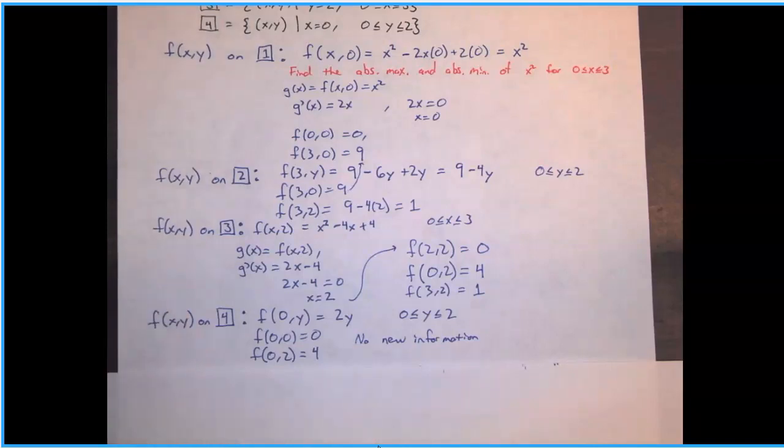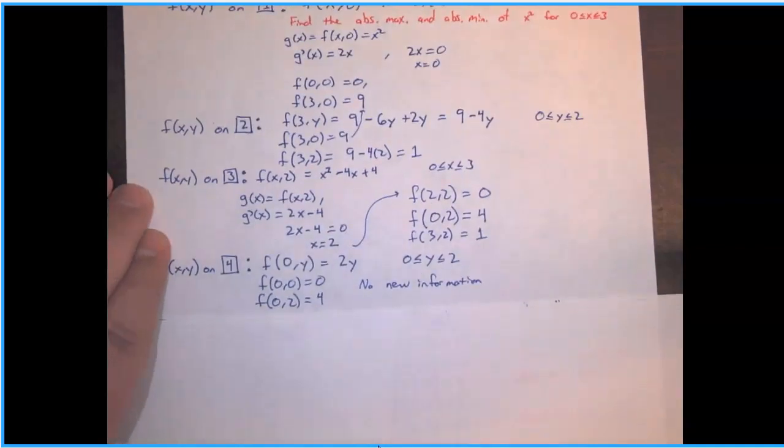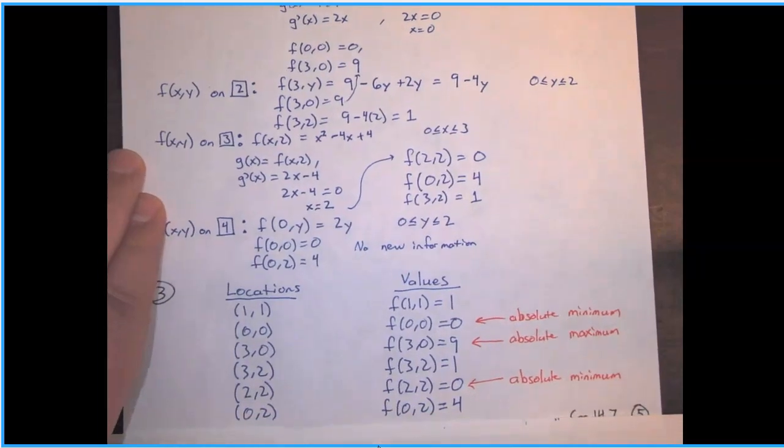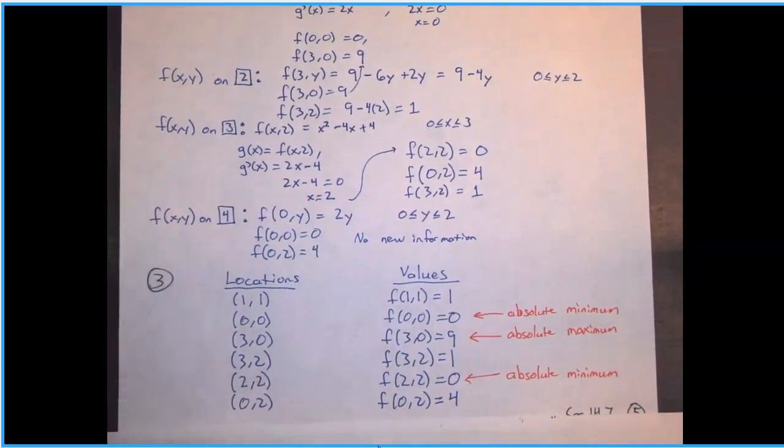It's still important to check though, because if this had been a parabola or some other complicated function, I might have had critical points in between the corners that needed to be checked as well. So now I've finally checked all the points on the boundary that I need to check, and now I'm going to summarize what I found and pick out the absolute minimums and maximums.